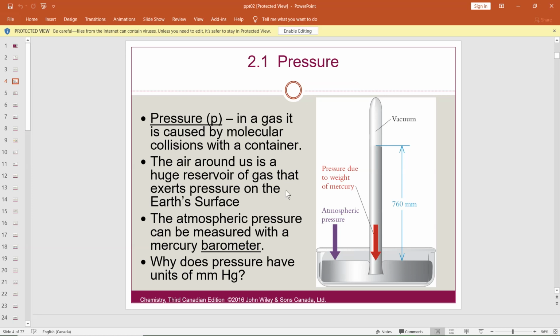You have pressure because you have gas molecules hitting the sides. Now, this book, for some strange reason, uses lowercase p for pressure. I'm not going to follow that very often. I'll use uppercase P. Air around us is a huge reservoir of gas that exerts pressure on the Earth's surface, and that pressure can be measured with a barometer.